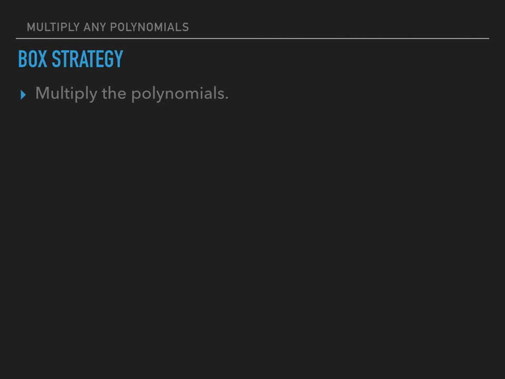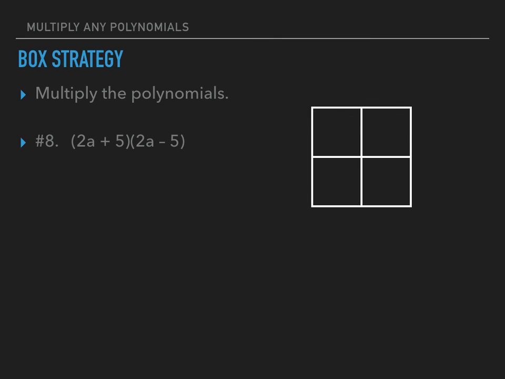And we're going to use this for multiplying any polynomials. We'll start with a binomial times a binomial. And because I am multiplying 2 terms by 2 terms, I'm going to make a box, a 2 by 2 box. I'm going to write the polynomials above and to the side of the box. So 2a plus 5 goes up there, 2a minus 5 goes down there.